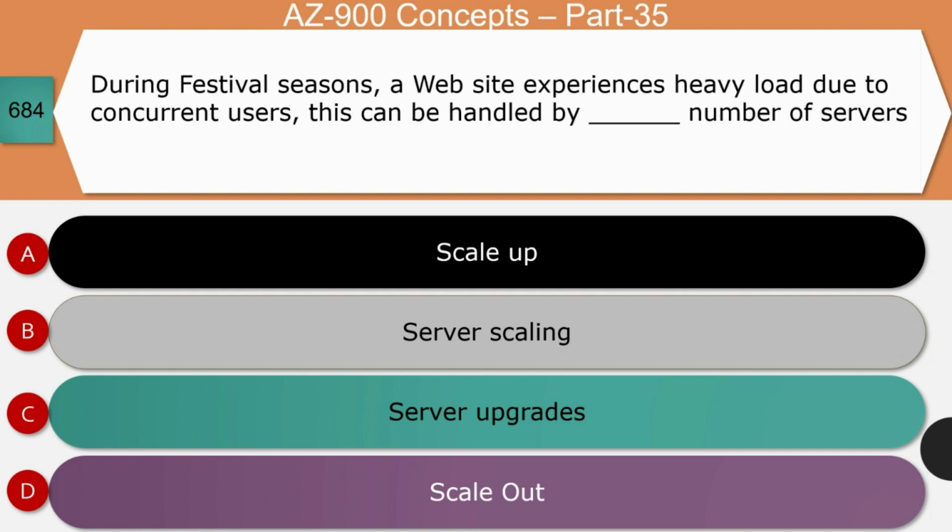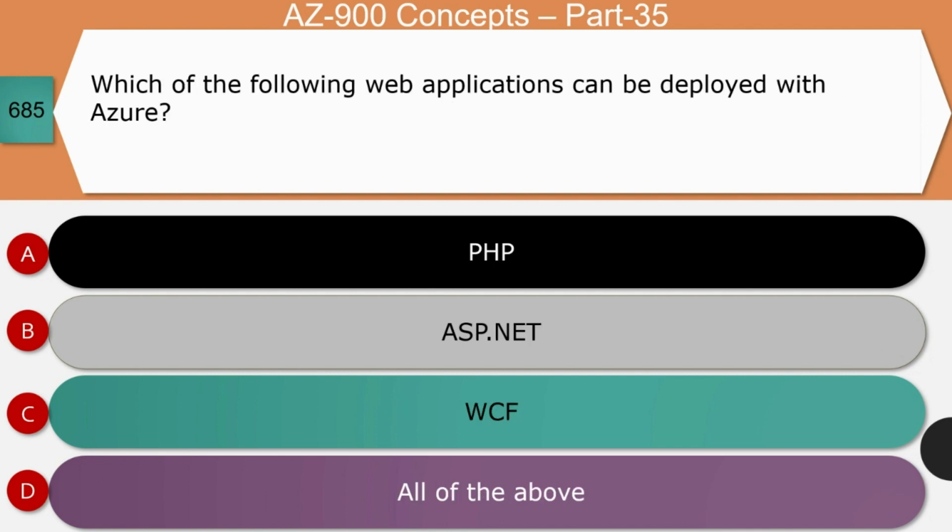Next question: during festival season, a website experiences heavy load due to concurrent users. This can be handled by dash number of servers. Is it scale up, server scaling, server upgrades, or scale out? The right answer for this question is again scale out. You can add additional servers in order to handle a heavy load due to concurrent users, and so option D is the correct answer.